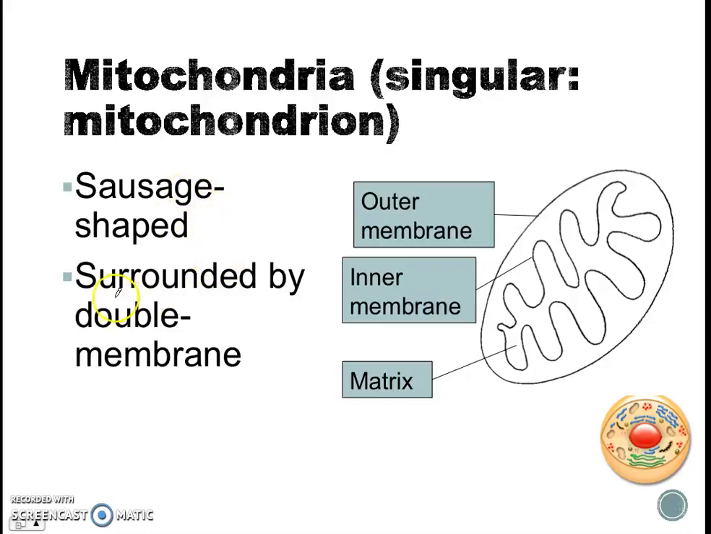It's surrounded by a double membrane. So if you look over here, there's an outer membrane and there is an inner membrane that is very folded. And right inside the inner membrane is what we call the matrix. Yeah, but it's nothing like that sort of bullet dodging Matrix if you've watched it. It's just called the matrix, the center of the mitochondria.